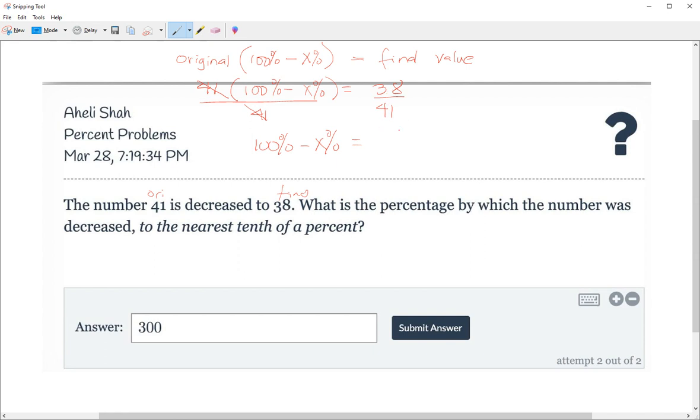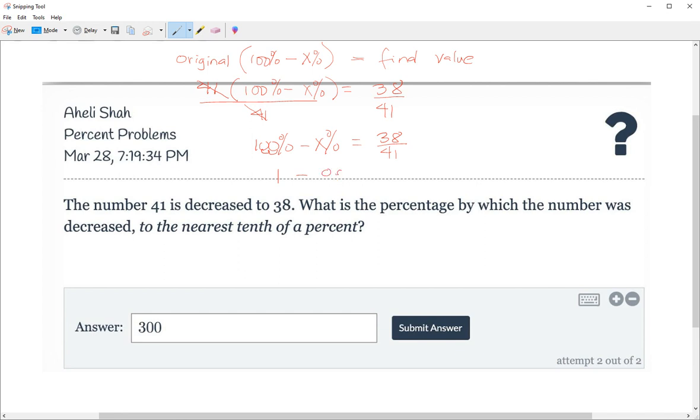So you need to find a decimal for that. I'm just going to keep it as 38 over 41, but you need to do the decimal equivalent, at least four decimal places. Remember, whenever you have a percentage, you have to change it into a decimal. So what's the decimal of 100%? You move two spaces, so that 100% just becomes one. So this is really one minus the x percent, where you need to move it two spaces.